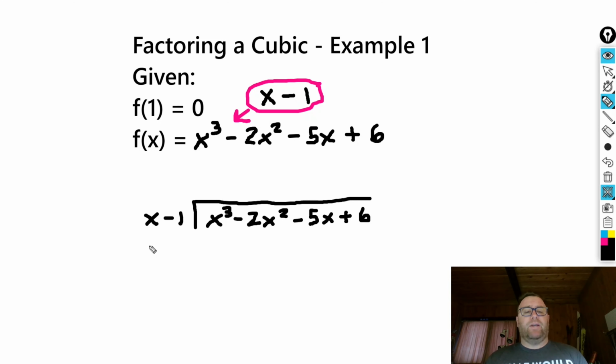So x goes into x cubed, x squared times. x squared times x is x cubed. x squared times negative 1 is a minus x squared. And we're going to subtract this off here. So x cubed minus x cubed, those just cancel each other out. And then negative 2x squared minus a negative x squared, it's like negative 2x squared plus x squared. That just gives me a negative x squared.